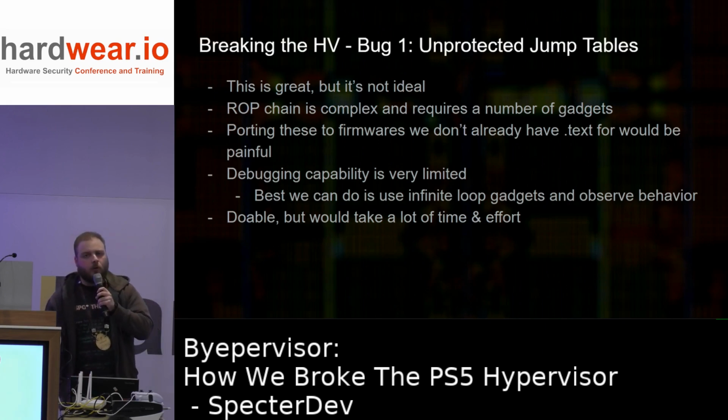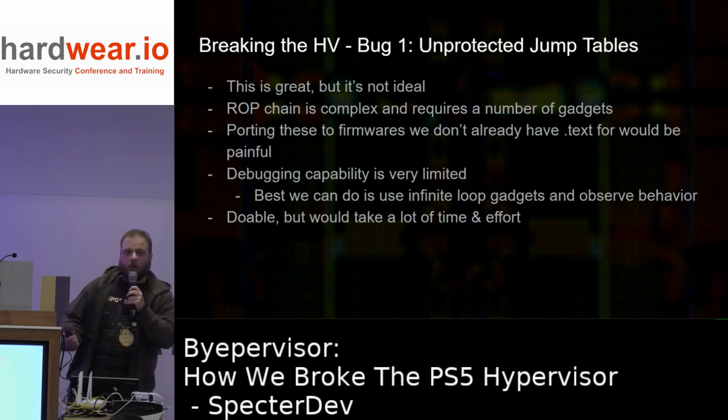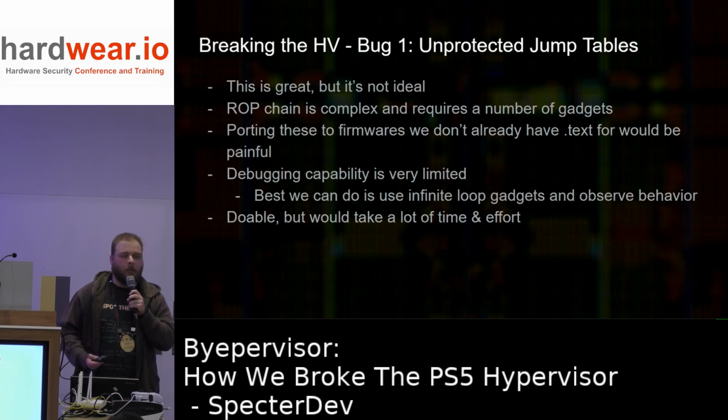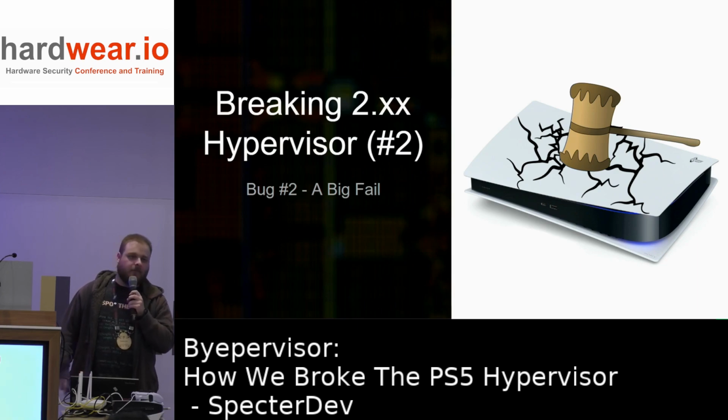So this is really cool, but it's not ideal because the ROP chain is pretty complex and it requires a number of gadgets. Porting these to a firmware that we don't have kernel.txt knowledge for would be very painful. And your debugging capability is pretty limited. The only debugging capability you really have is using known infinite loop gadgets in your chain and using that to single step if you have any problems. Like I said, it's doable, but it's painful and a lot of work. Thankfully, there's another bug.